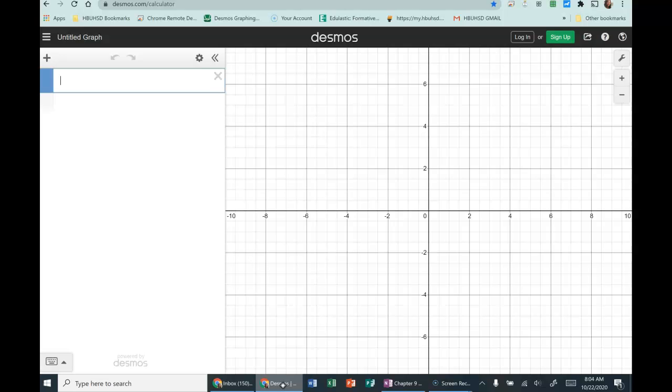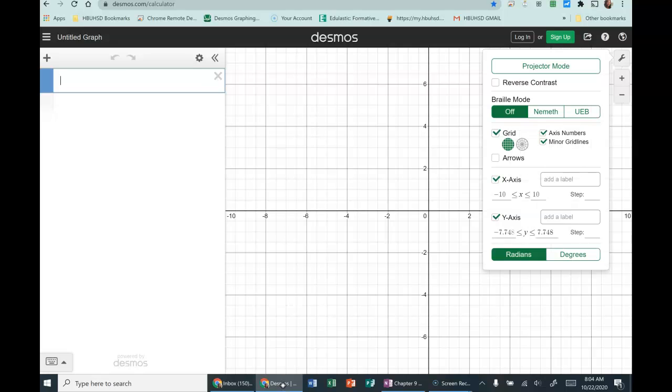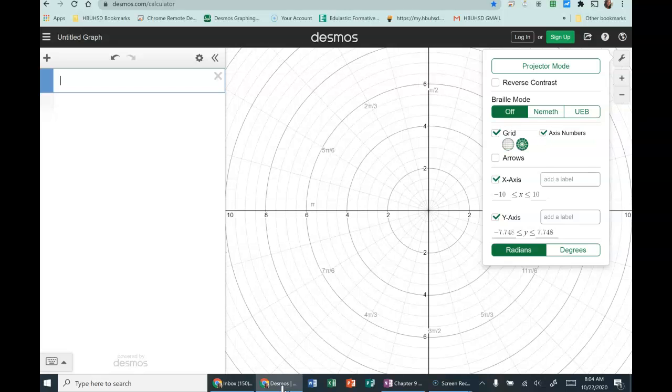As this is loading, okay, so go to the wrench here on the top right. What I need you to do is make sure on the grid, hit the one that looks like the polar grid. Then on the x and y axis, I just need it to be a square. When I mean a square frame, meaning that it goes from -10 to 10, or if you want to go -5 to 5, whatever the value you have chosen, just make sure it's a square.